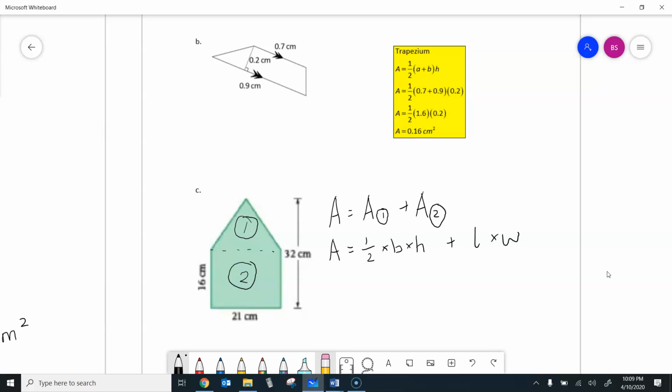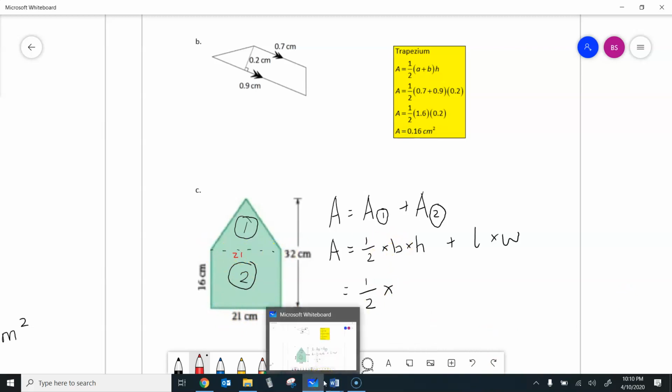It's very important to make sure you show all your working in a measurement question. So the triangle, the top part, half times, what is the base? The base is 21 because that base 21 is the same as that base there. So it's 21 times the height. Now the height of the triangle is that distance there, the height. Put the height in. Now we're not given that explicitly, but we can get that from the diagram.